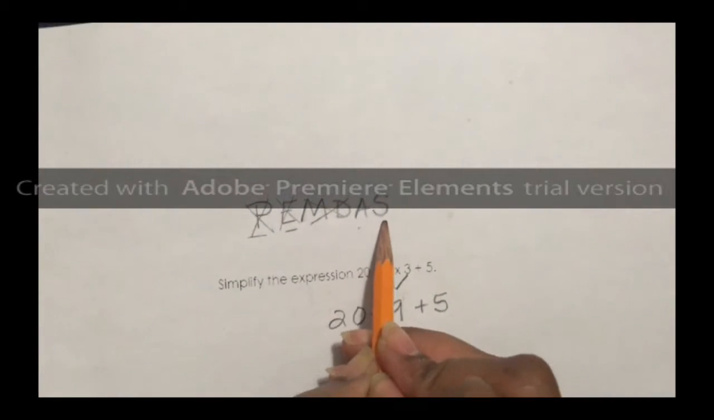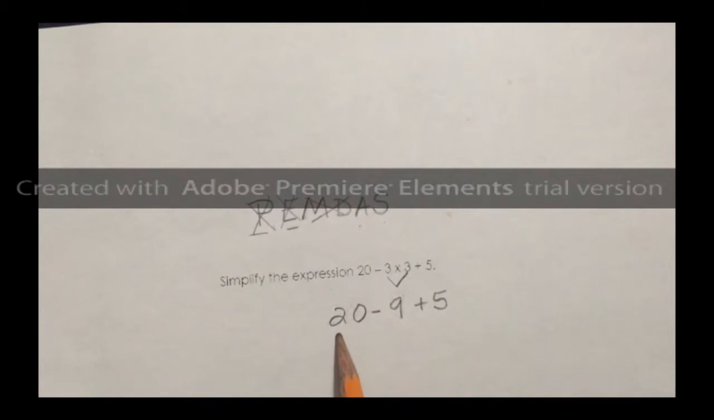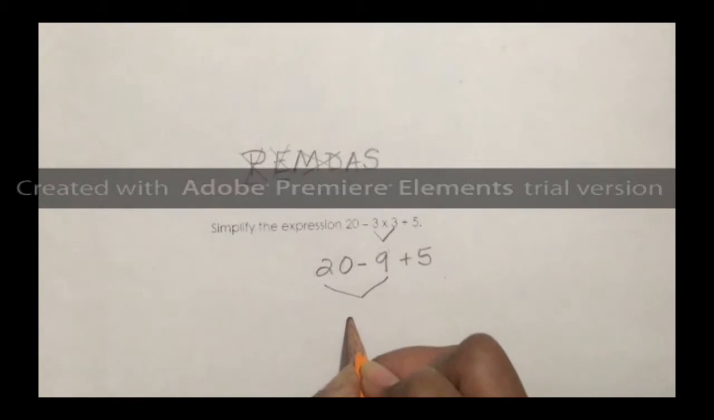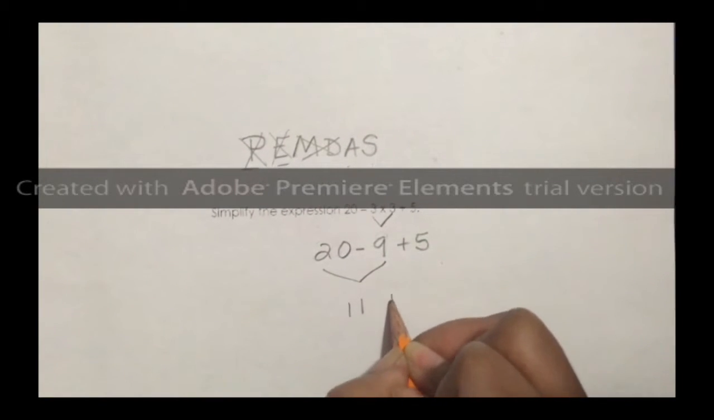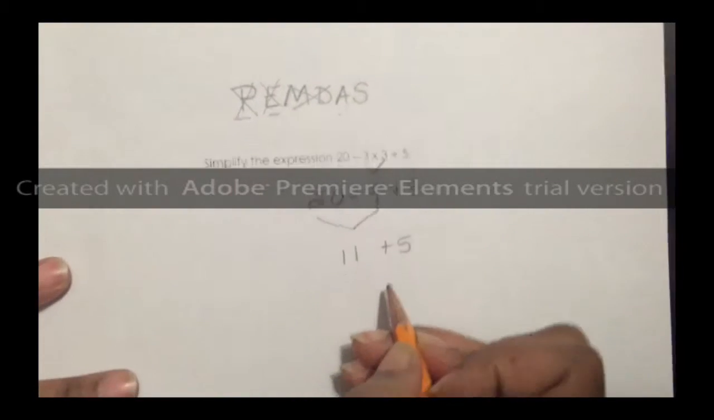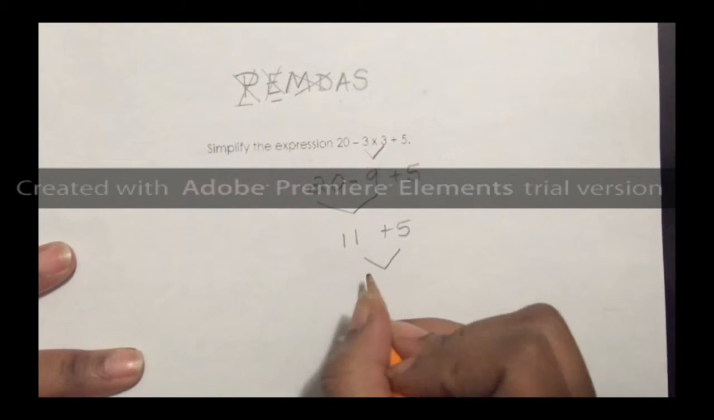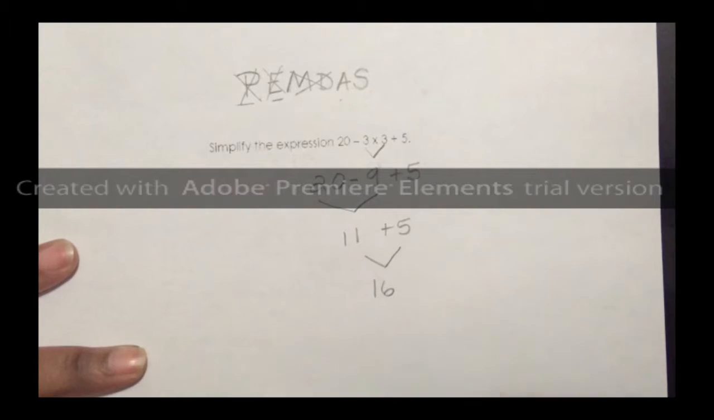Now we'll add and subtract from left to right. So 20 minus 9 is 11, plus 5. Now we have 11 plus 5. So the solution to this expression will be 16.